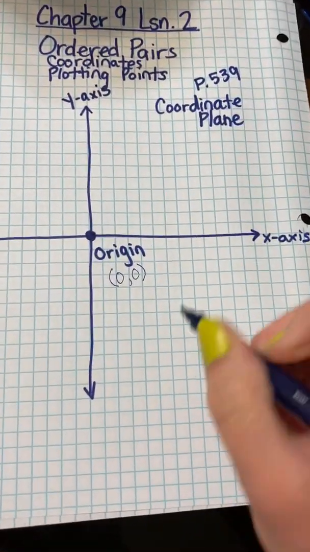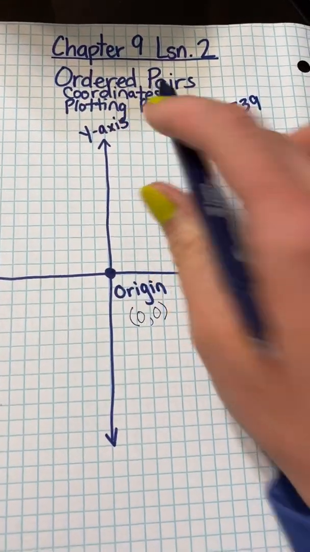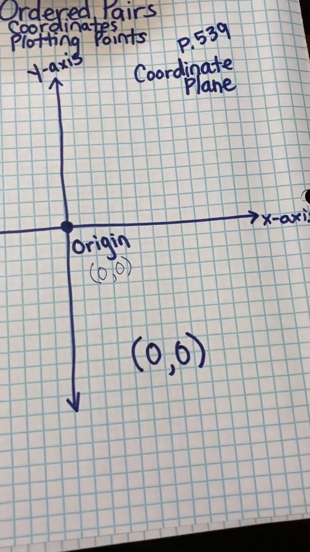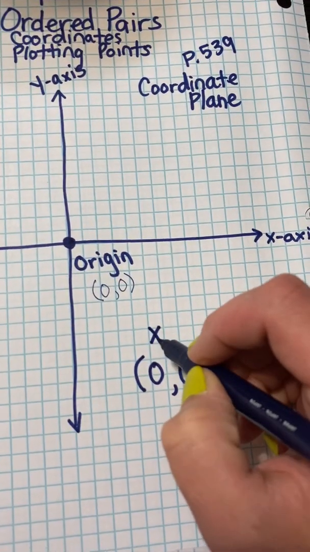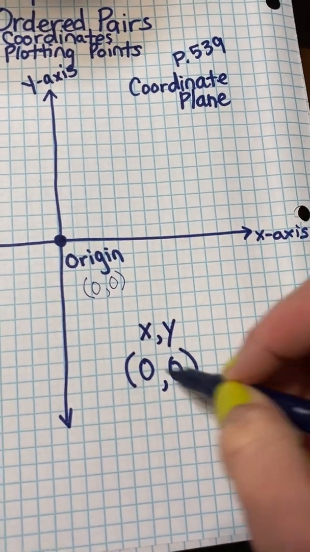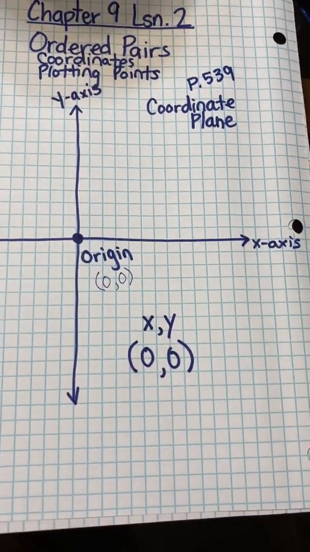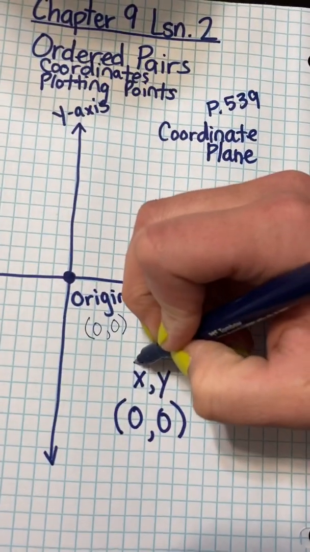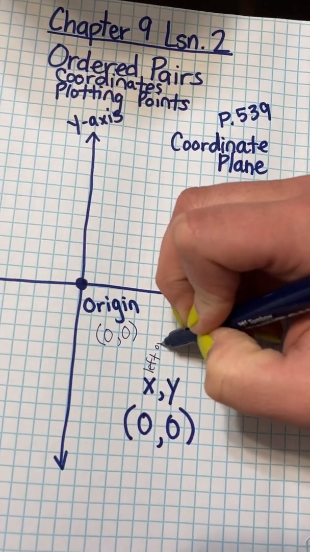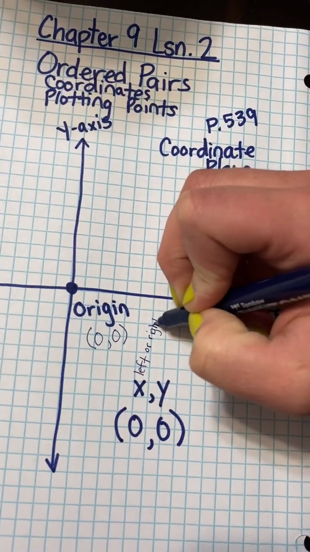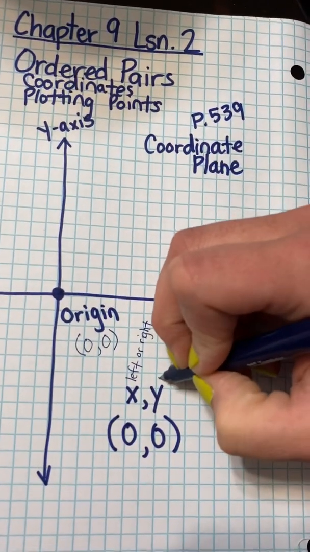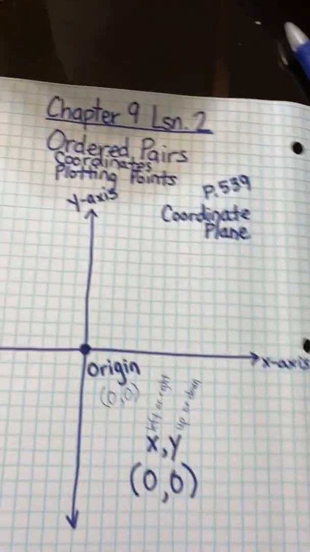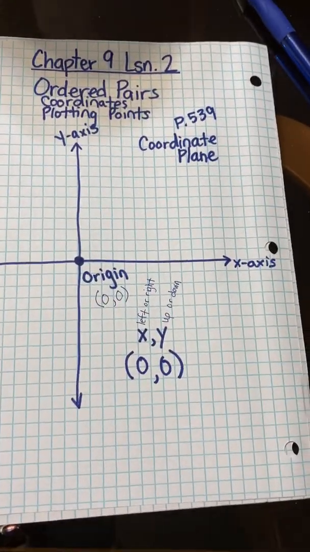Okay? So when we're thinking about ordered pairs, 0, 0 is an ordered pair. This is the X, and then this is the Y spot. Some things I like to remember is, X means going left or right, all right? And then Y means going up or down. So you're really giving directions when you're thinking about these numbers.